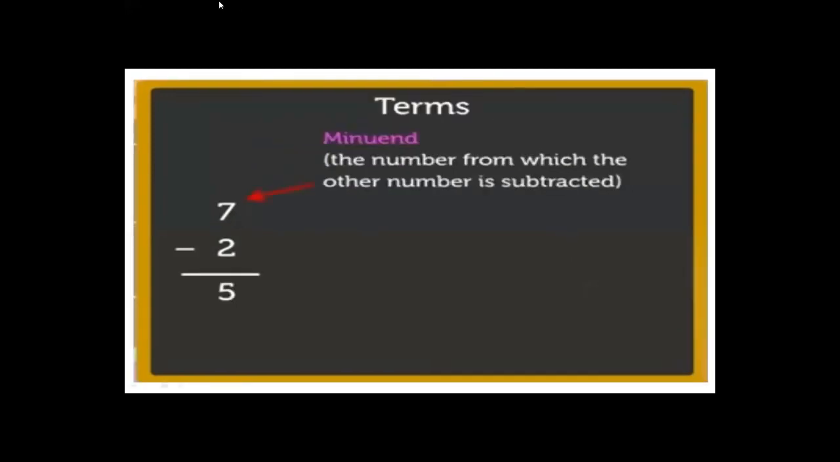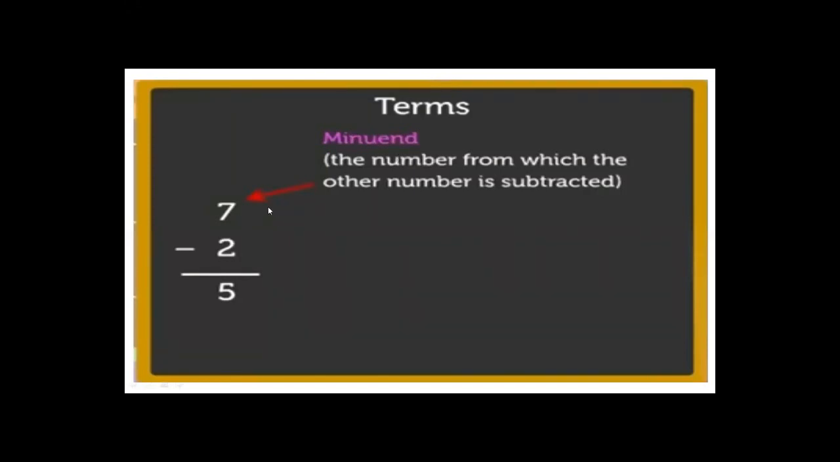Some terms are also used for the numbers in a subtraction sentence. Okay, here the number 7, what do we call it? It is called minuend, because the minuend means the number from which the other number is subtracted. Which number is subtracted here? 2. So the number from which the other number is subtracted is called the minuend. What do we call it? Minuend.